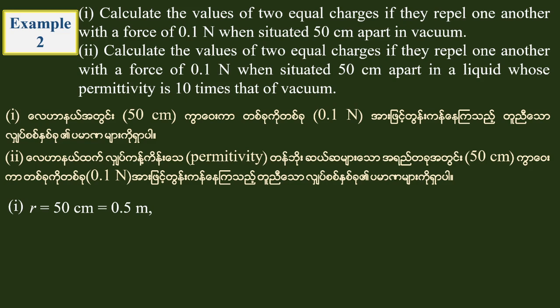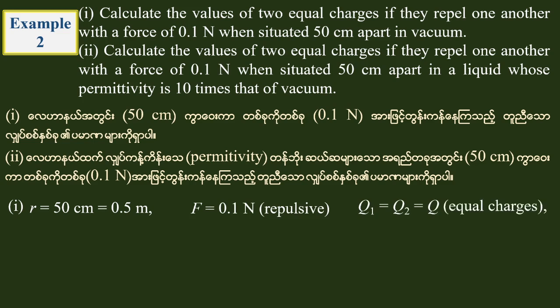Since it says two equal charges, q1 is equal to q2 is equal to q. The force F is 0.1 newton, and since they repel one another, it is a repulsive force. Also, 1 divided by 4 pi epsilon naught is equal to 9 into 10 to the power 9 newton meter square per coulomb square.